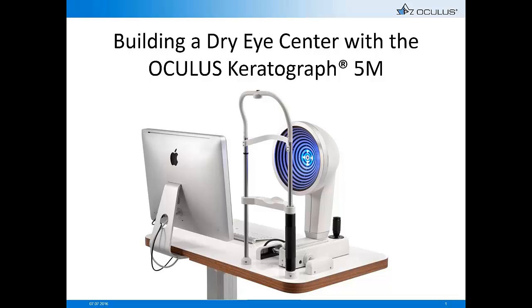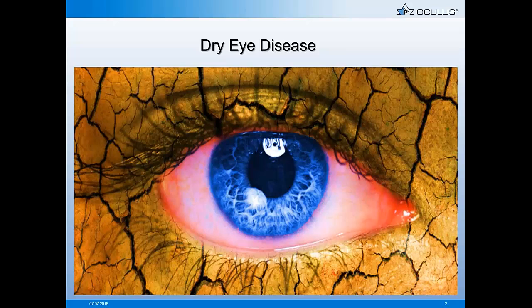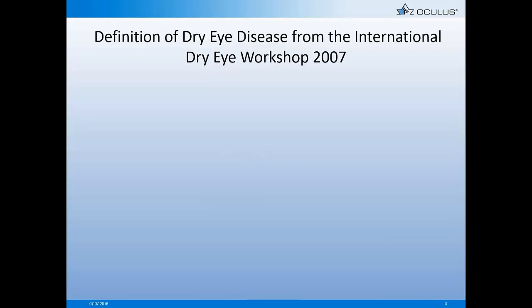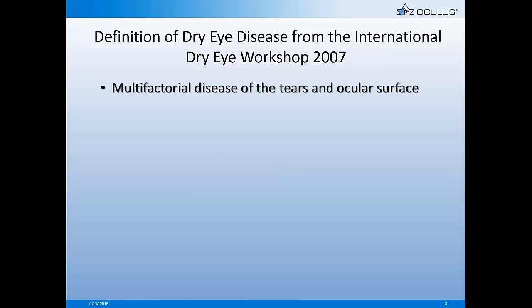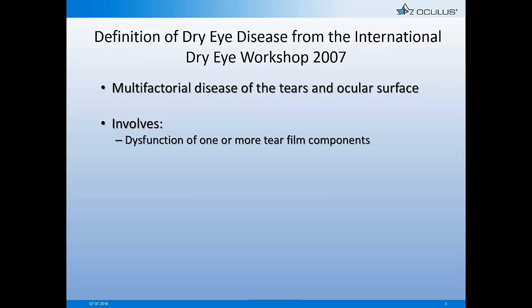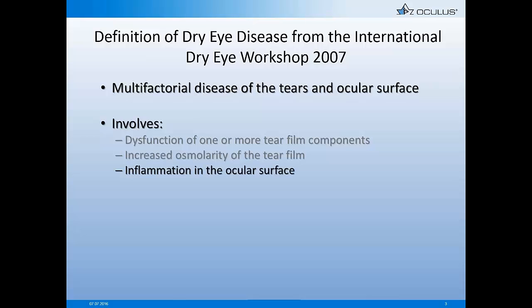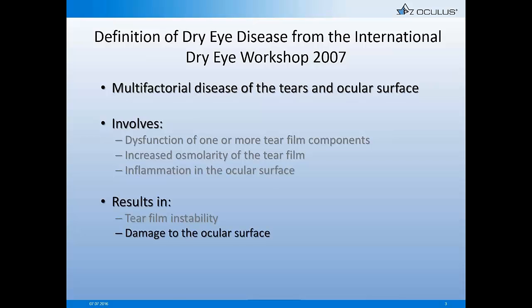So I'll get started into the discussion here. Before getting into the different modalities for diagnosis, I wanted to just quickly touch on dry eye disease and give us a definition of dry eye disease. The Dry Eye Workshop in 2007 defined dry eye disease as a multifactorial disease of the tears and ocular surface, and they said it involves dysfunction of one or more tear film components, increased osmolarity of the tear film, inflammation in the ocular surface, and it results in tear film instability, damage to the ocular surface, discomfort, and visual disturbance. So one of the things I really wanted to emphasize is that it is a multifactorial disease.